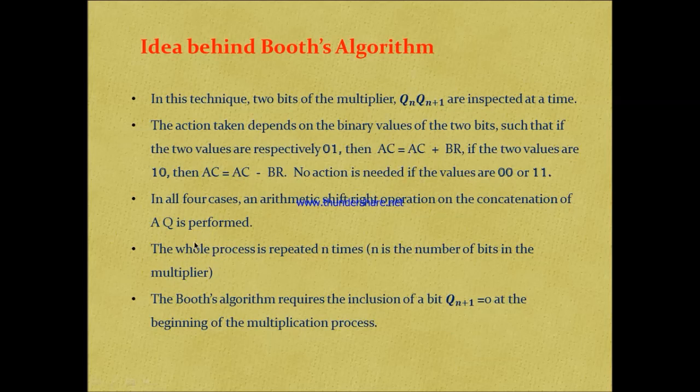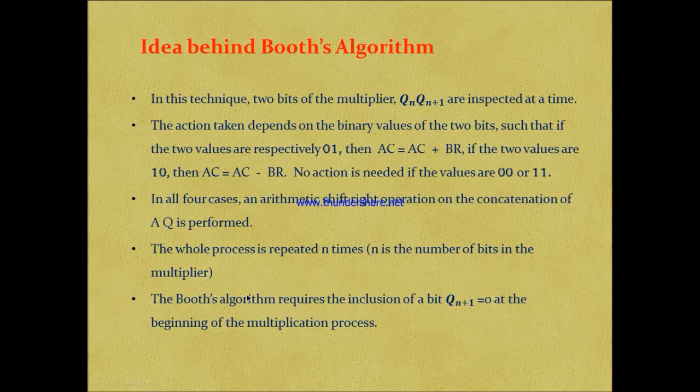And now how many times will these two processes continue? So we have to decide. For this, the whole process is repeated n times. So what is this n? N is the number of bits in the multiplier. Suppose we are using a 4-bit number, so n is 4, and these operations are performed 4 times.